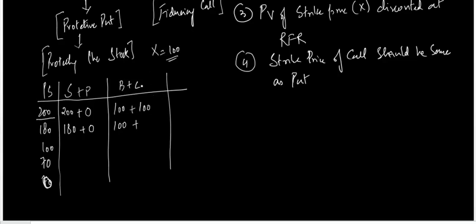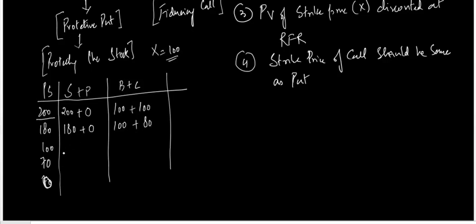Now I have the right to, it's a call option, and I have a right to buy at 100. The price in the market is 180, so I'm earning 80 rupees. So in this case 180 is equal to 180.